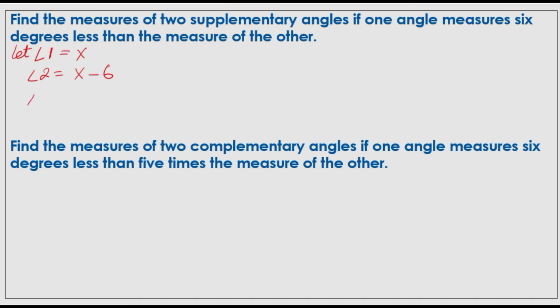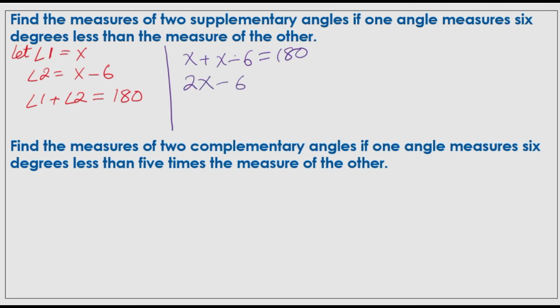And we know they are supplementary angles. So angle 1 plus angle 2 should be equal to 180 degrees. We use this equation, substitute and solve. Angle 1 is x, plus angle number 2 is x minus 6, and they add up to 180 degrees. x plus x is 2x minus 6 equals 180 degrees. Add 6 to both sides. 186 equals 2x, divide by 2.